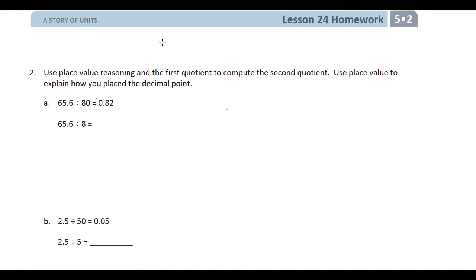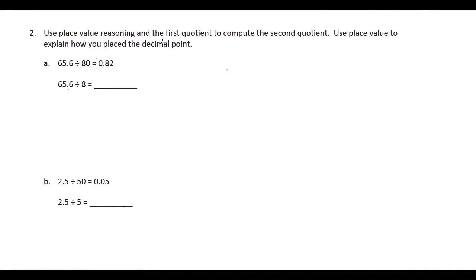Now we're going to take a look at a word problem. It's kind of complicated. I've redone my video a couple of times now just to make sure I was getting this one appropriate for how to describe it to you. I'm going to use that two-step method. So in this case, they've already have the answer here, but I'm going to show you how they got it because it tells us right here, use place value reasoning and the first quotient to think about the second quotient. So our second quotient will be the answer that goes here. And then use place value to explain how you place the decimal point.